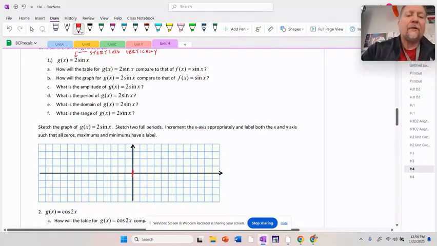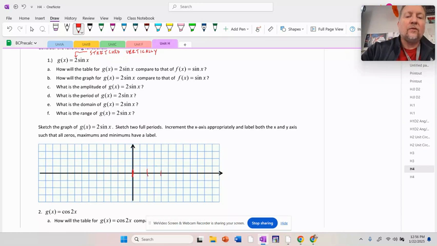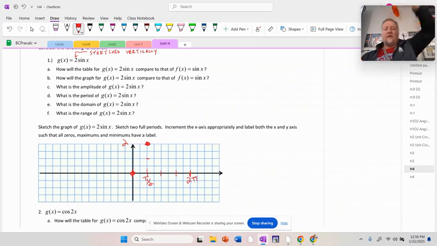There's nothing to be cryptic about it. Here's our 1, 2, 3, 4 marks. This is still going to have a period of 2 pi because that's not changed. The sine of 0, 0 times 2 is still 0. The sine of pi over 2 is 1, but 1 times 2 is 2. And you got to mark that. So this gets stretched vertically. This changes the amplitude. Then I'll fill in all the other stuff.